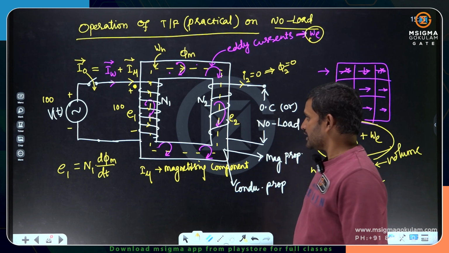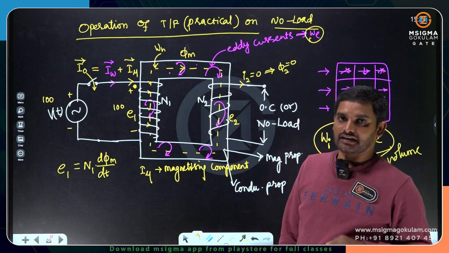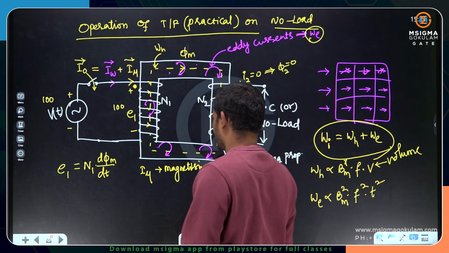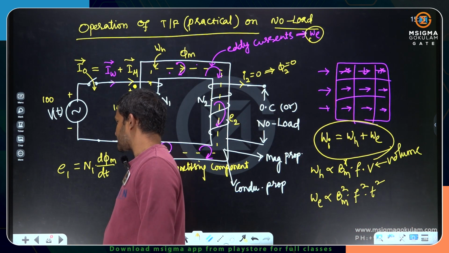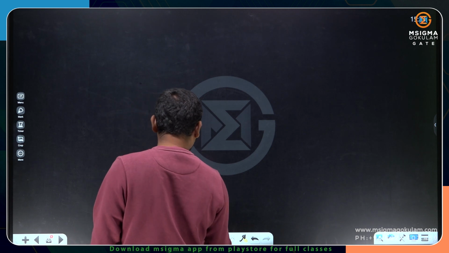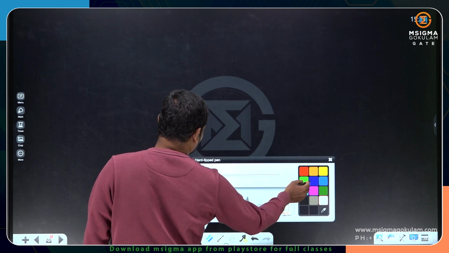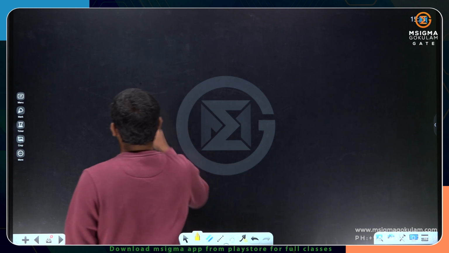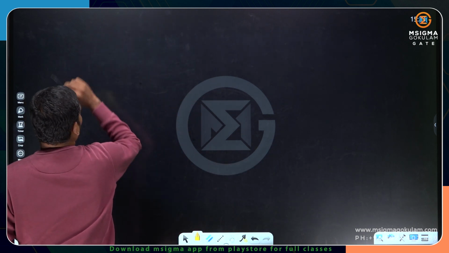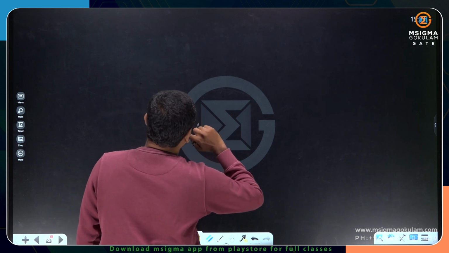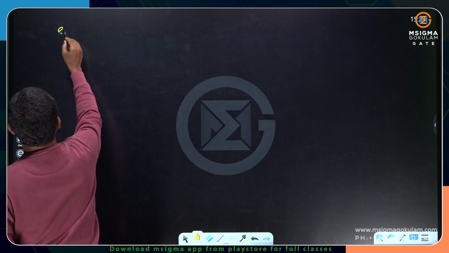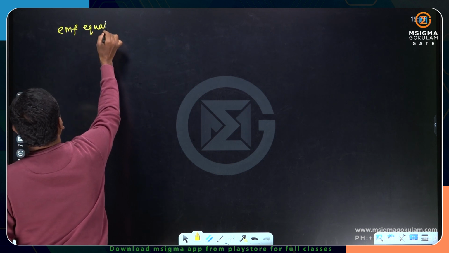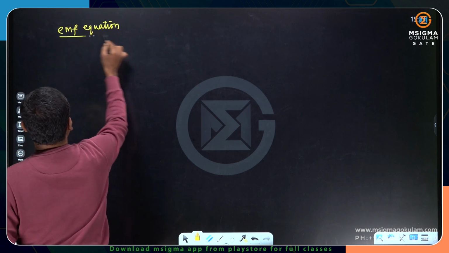Okay, right. So let me show you in the phasor diagram, as well as the EMF equation also. It will be like this. Let me take up the EMF equation first, and then I will draw the EMF phasor diagram later. So if you look at the EMF equation, it will be like this.